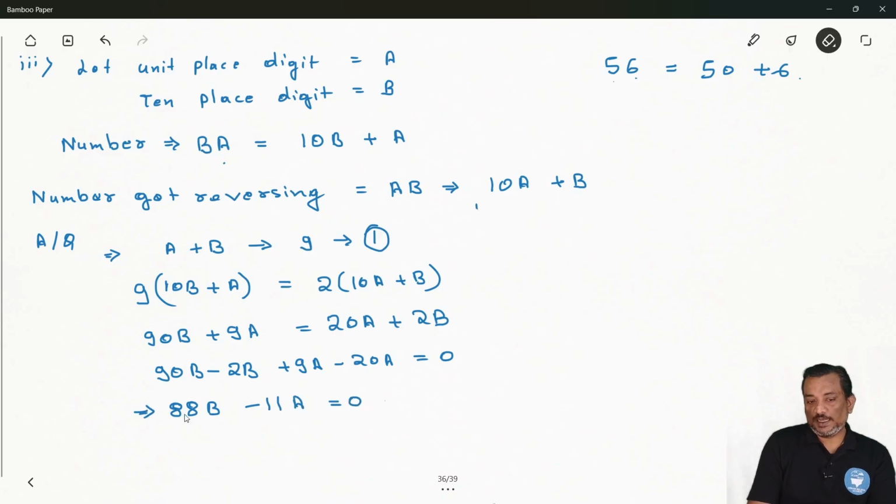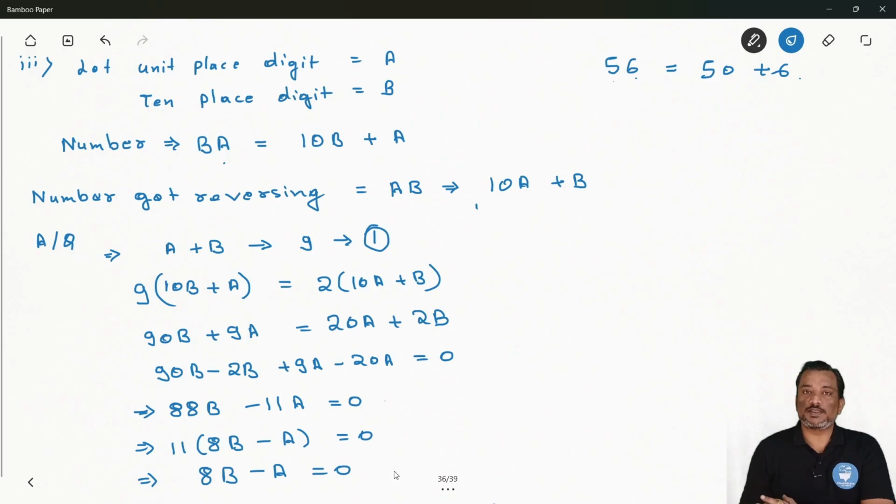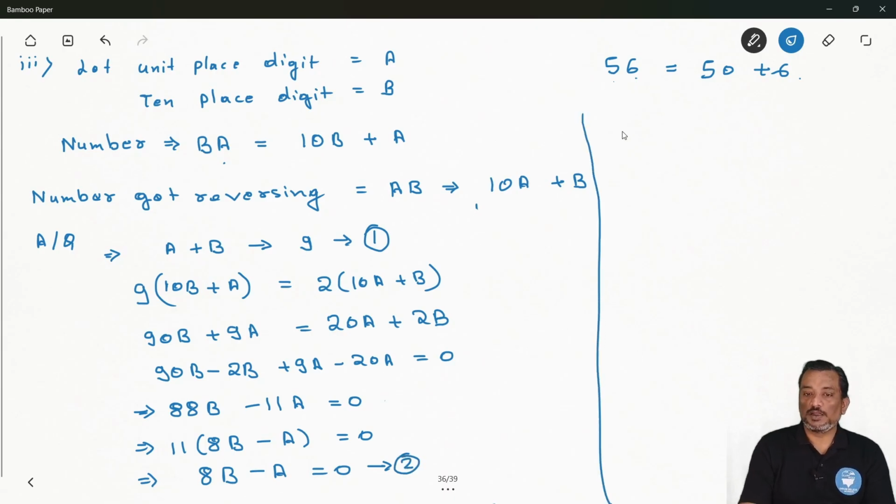Now in both of these you will see that 11 is common, so you can take 11 common, so you will get 8b minus a is equal to 0. So now you can say 8b minus a is equal to 0, because 11 gets transposed to the other side, so it will divide the 0, and you will get 0. So now this is your equation 2. Now what do we do in a simple way here?